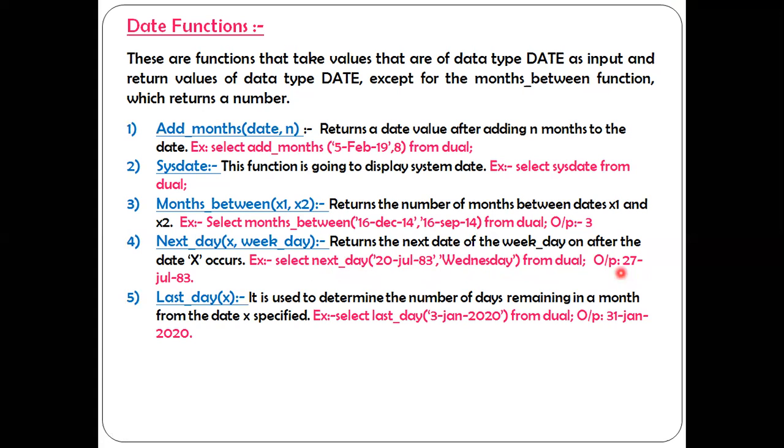I am going to get the answer as the next week, that is 27 July 83. The given date is 20. It is going to return the next week. Okay. So the last one, LAST_DAY. How many parameters are there? Only one parameter, that is x.